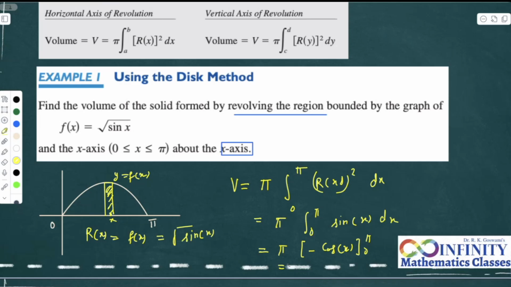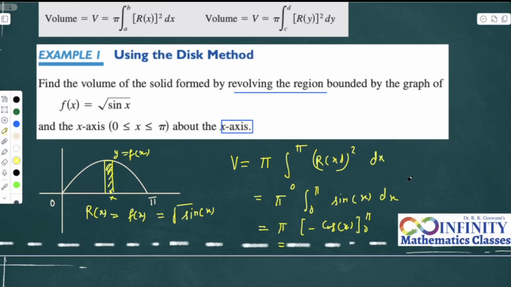So that would be pi, negative cosine pi, minus cosine 0. Wait, wait, wait. There is a catch. Cos pi is going to be minus 1. This is how you should read it. Cos pi is minus 1, because minus is already there, so it is going to be positive 1. Cos 0 is positive 1. The answer is going to be 2 pi. This is how you should be able to write the answer.